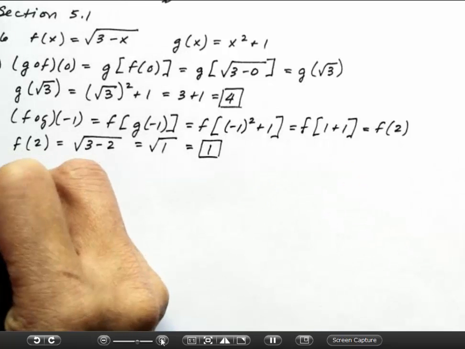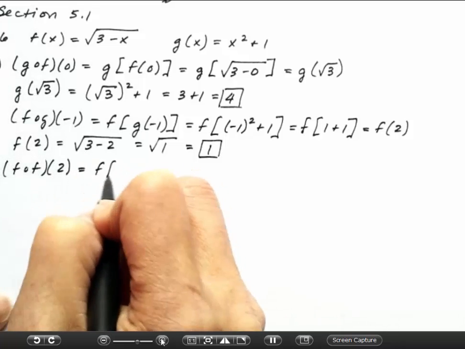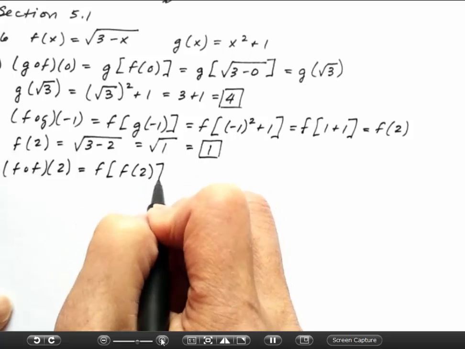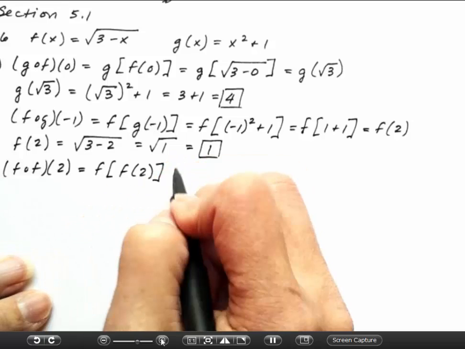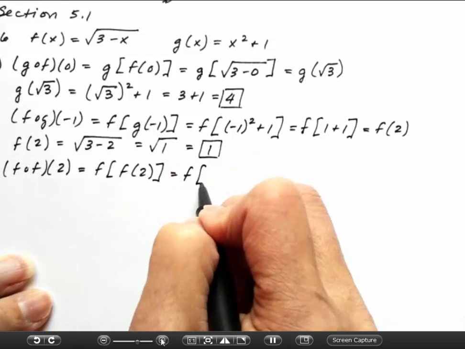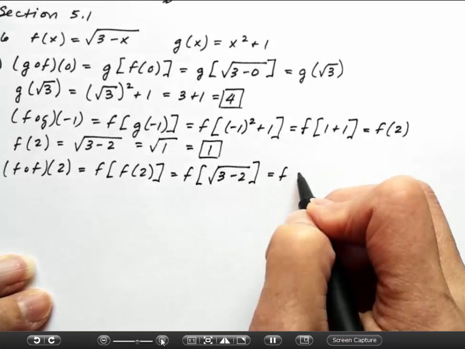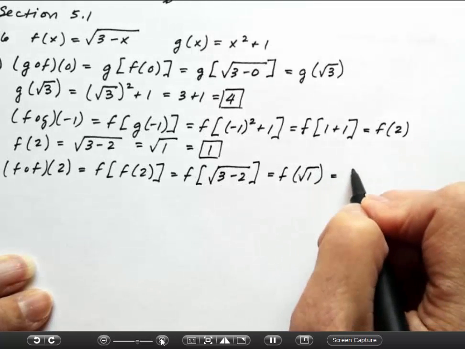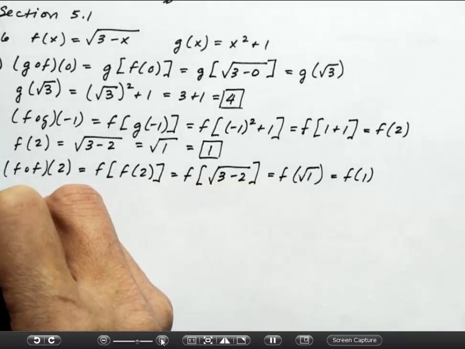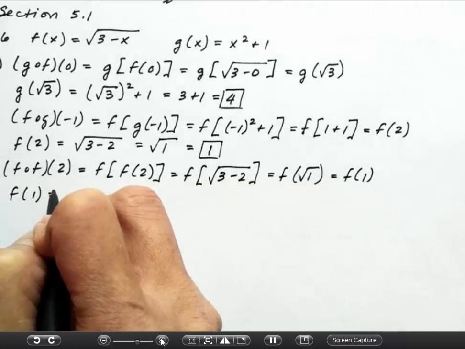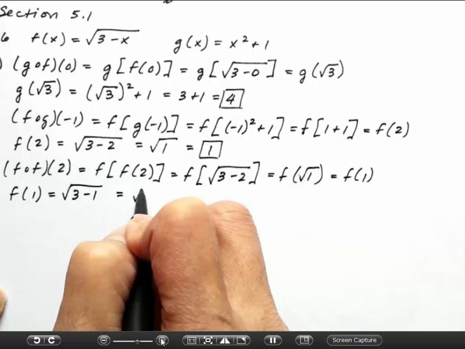The third example is f of f of 2. So again, what I get as my output for f of 2, I'm going to put as my input back into f. So I'm going to take the square root of 3 minus 2, which gives me f of the square root of 1, which gives me f of 1. Now I'm going to put that value back into my f function, and I end up with the square root of 3 minus 1, which gives me the square root of 2.